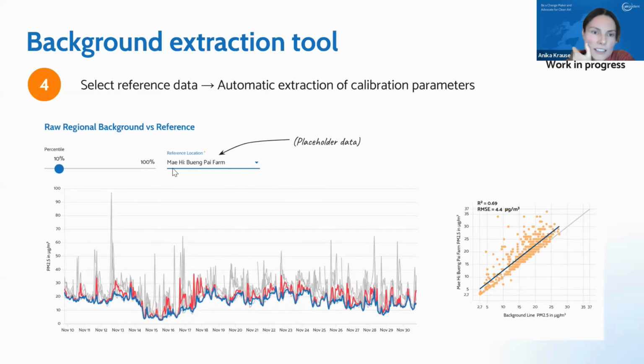Here, I actually didn't put the reference location of Mae Hong Son because, well, I tried it. I already calculated it through and it works. But once we built the tool, actually the reference location Mae Hong Son was broken. So I couldn't take screenshots from the real reference data in this tool, but it works. And for now, I just show you how the concept works with one of the sensors in our network.